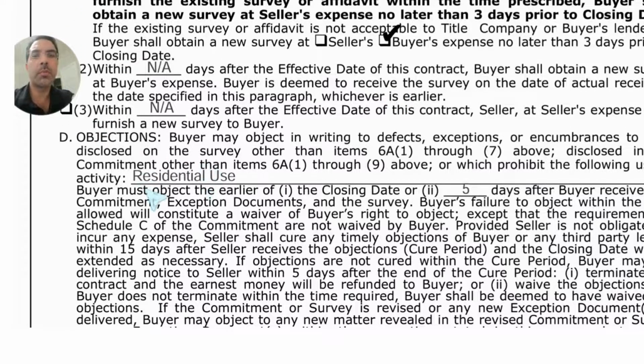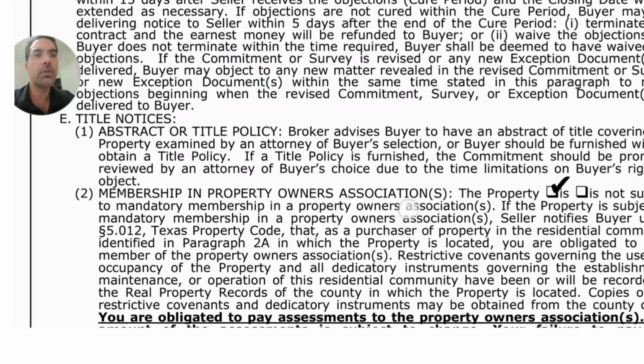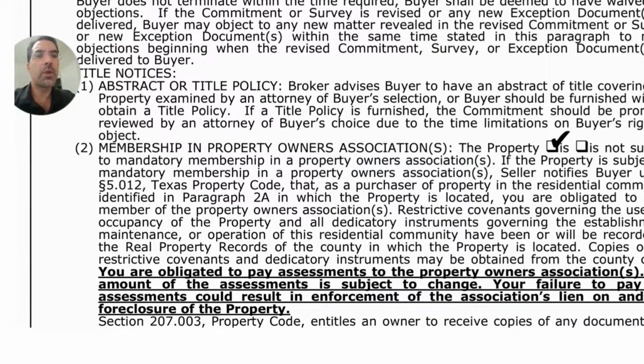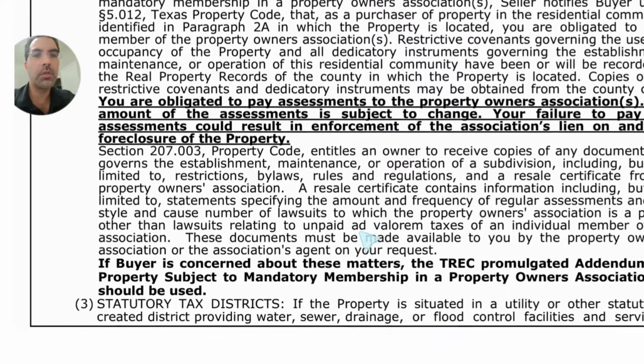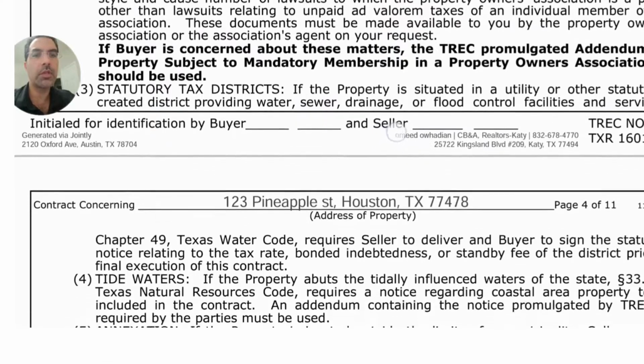Objections. What is this property being used for? In general, these properties are going to be for residential use, and then you would put 3 to 5 days for any objections to be rectified here. Is the property in an HOA? Yes or no? If it is in an HOA, then you would need your HOA addendum attached to the contract.